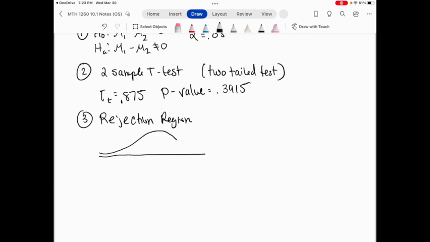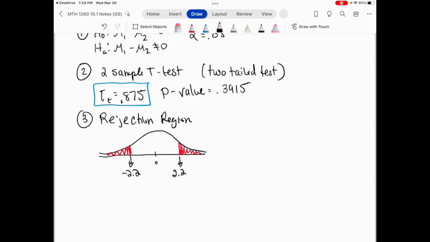In step 3, we're going to do the rejection region method. Now, because this is two-tailed, I'm looking at both wings. And because we're doing a t-test, in order to find those critical values, I'm going to do inverse t, not inverse norm. We're using the t distribution here. When I do inverse t, I'm going to find that my critical values, my cutoff points for that rejection region, are 2.2, and then by symmetry, negative 2.2.